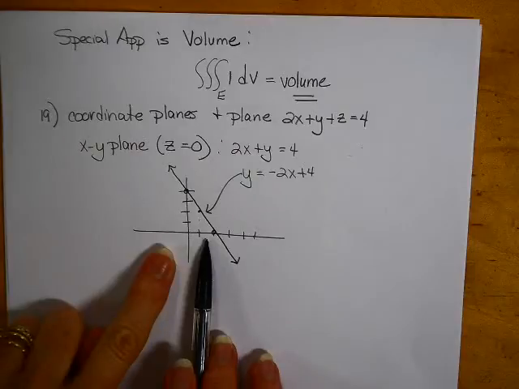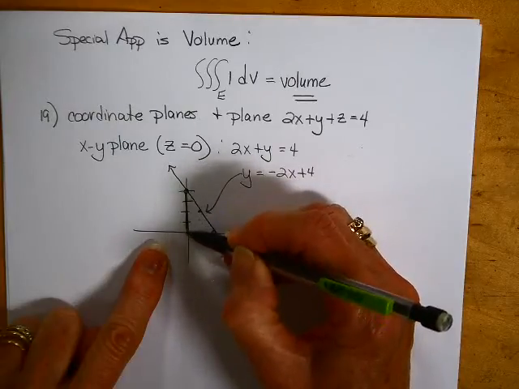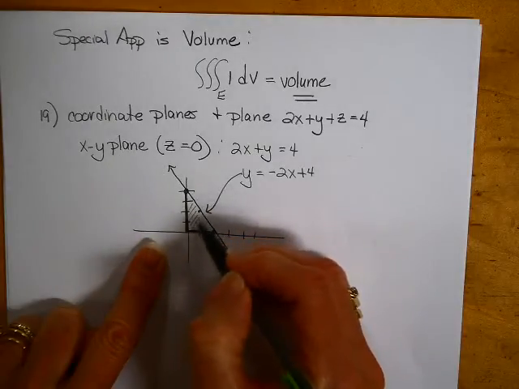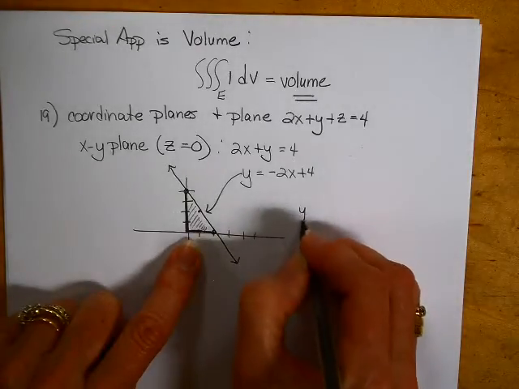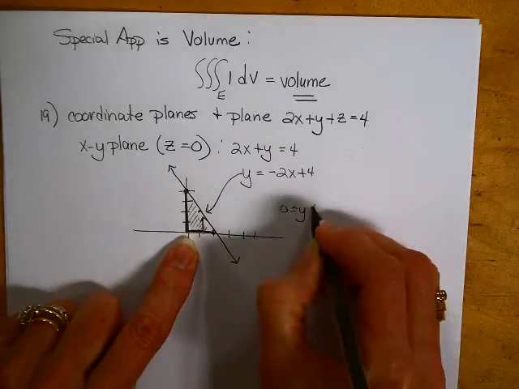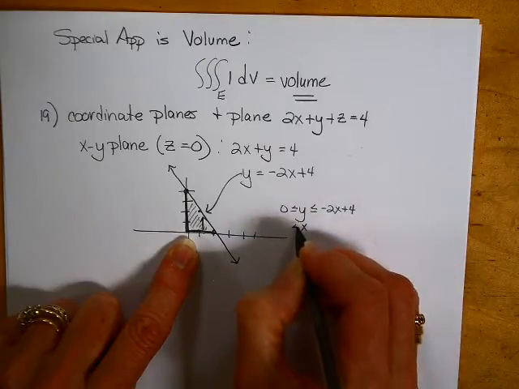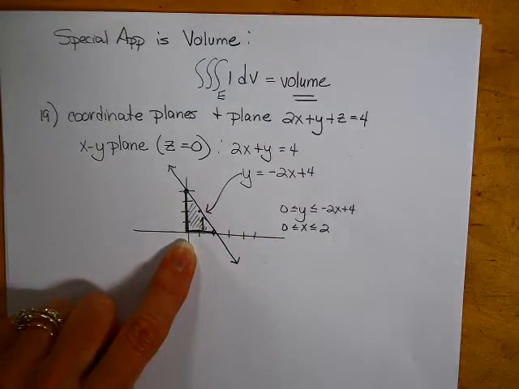But they tell me it's also bounded by the coordinate planes. Since it's bounded by the coordinate planes, it's bounded by the y-axis and the x-axis, and this is my area in the xy plane that I'm integrating over. So my y values are going to go from 0 to that function, which is negative 2x plus 4. My x values are going from 0 to 2. That's in your xy plane.